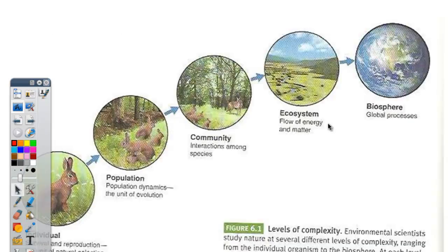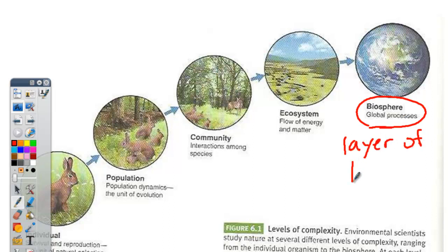When we look at the structure of our living world, we will see that we have it separated into levels of complexity, and we start off with the largest level of complexity being the biosphere. The biosphere is the layer of life on the planet. We call it the layer of life. It is made up of the atmosphere, the upper part of the lithosphere, and everything in between.